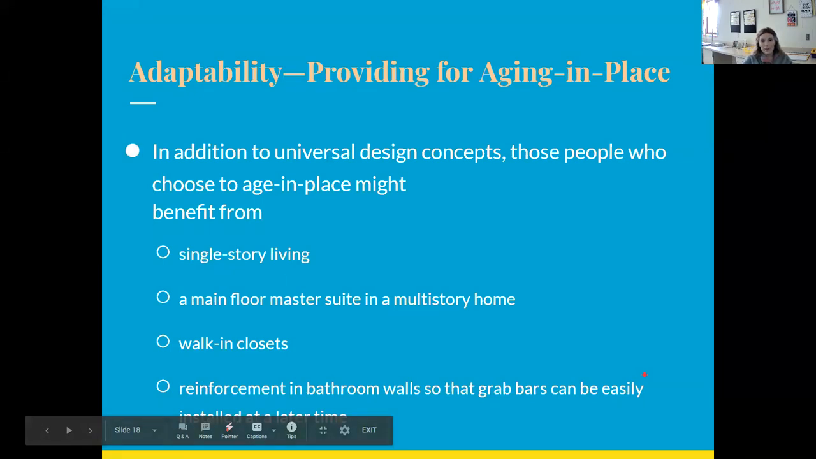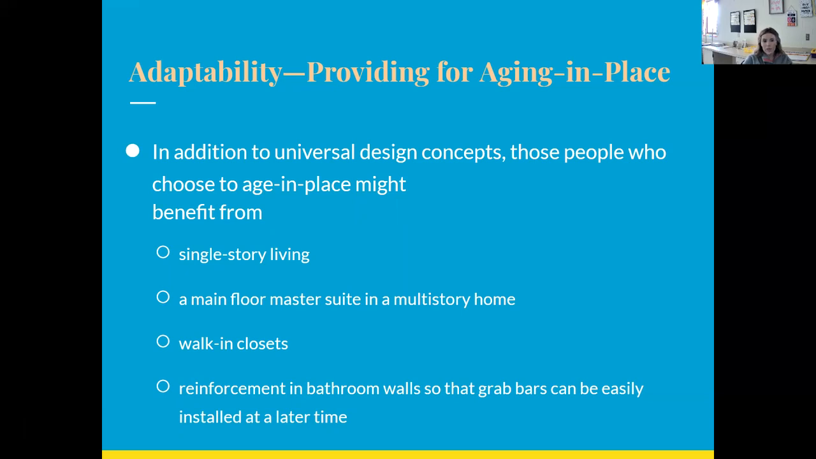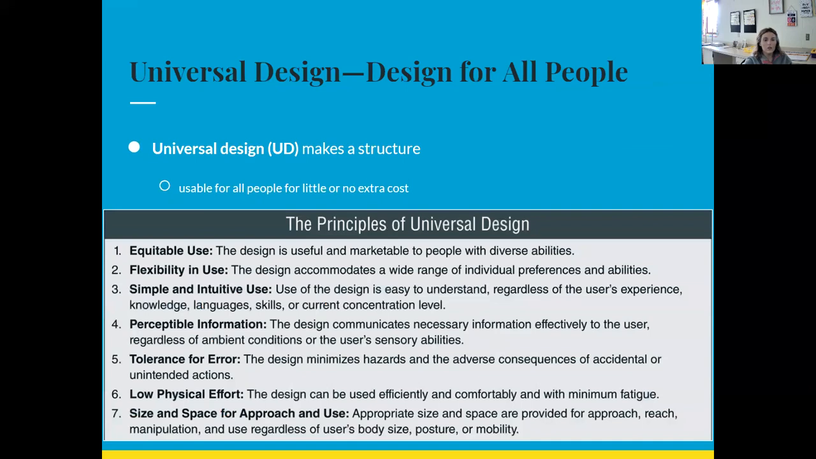So next, adaptability. For adaptability, one thing we mentioned a little bit earlier this week is aging in place. So as you grow older in a home, what can be done to make it easier for you to continue to move around and live comfortably in it?